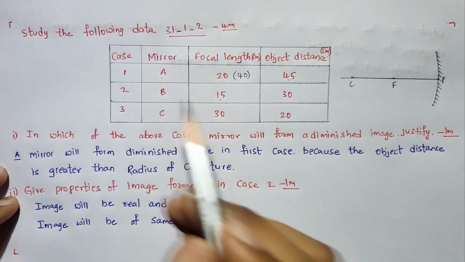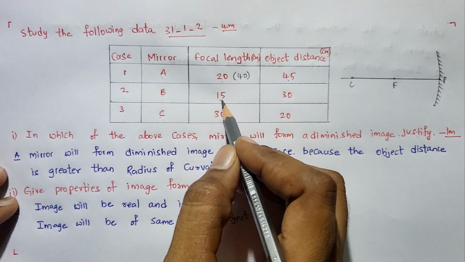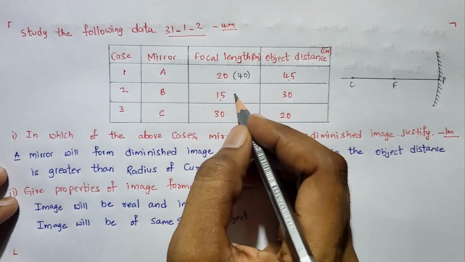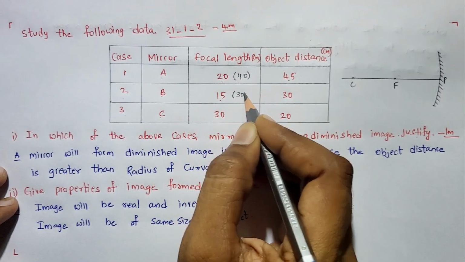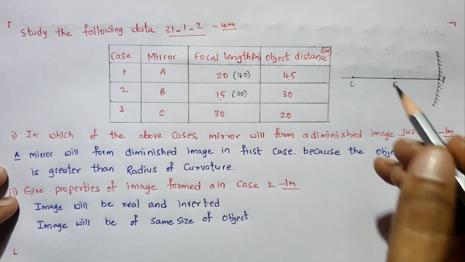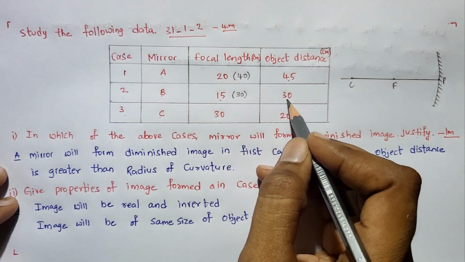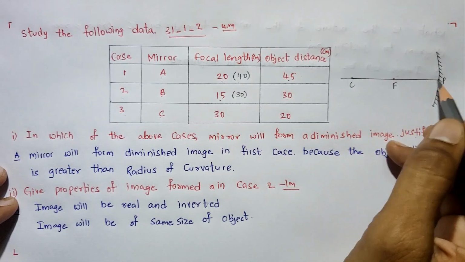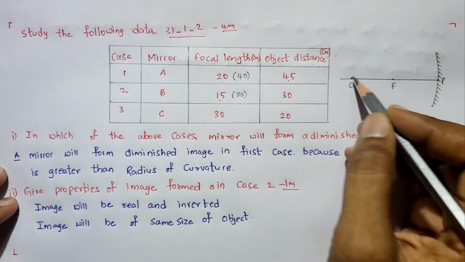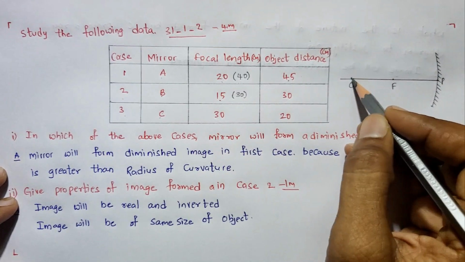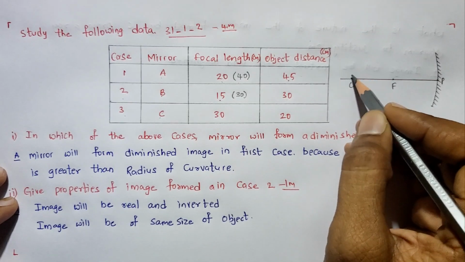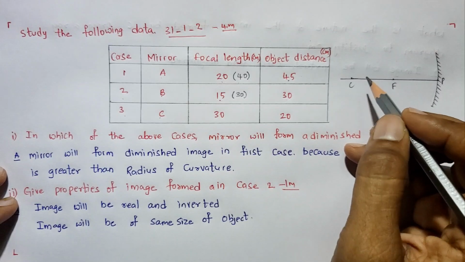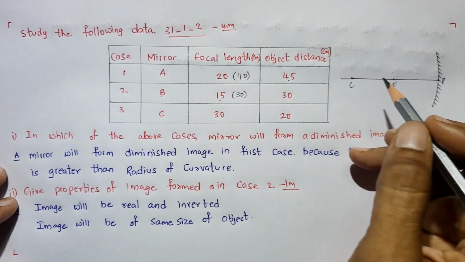In case 2, focal length of the mirror is 15 centimeters, object distance is 30 centimeters. If focal length is 15 centimeters, radius of curvature will be 30 centimeters. Correct? So object distance is 30 centimeters and radius of curvature is also 30 centimeters. Means the object is placed at C. So when the object is placed at C, the image will be formed at C only. Real, inverted, same size image will be formed.